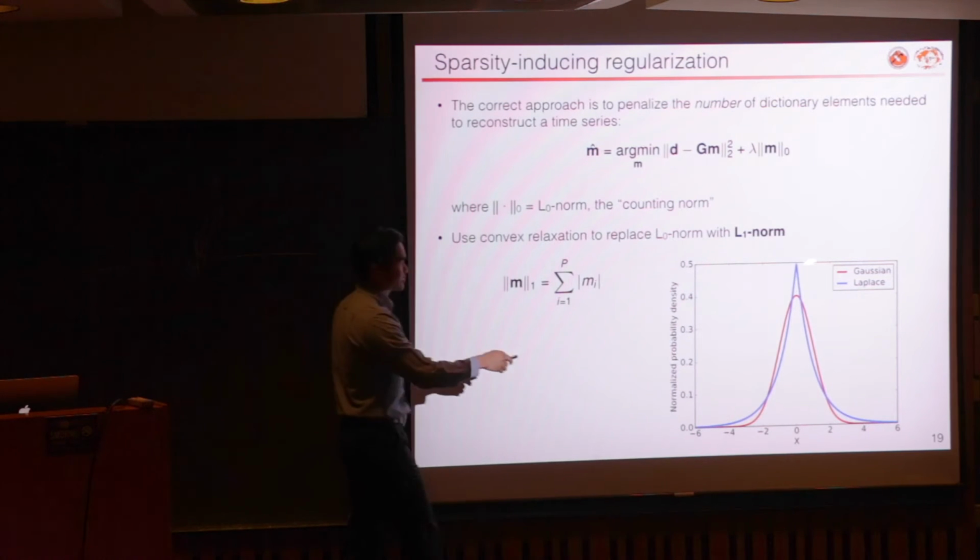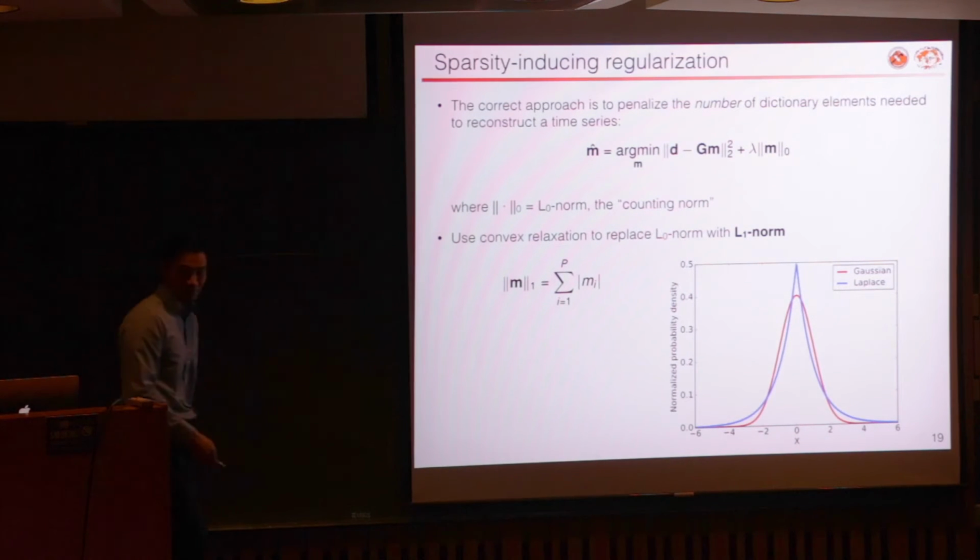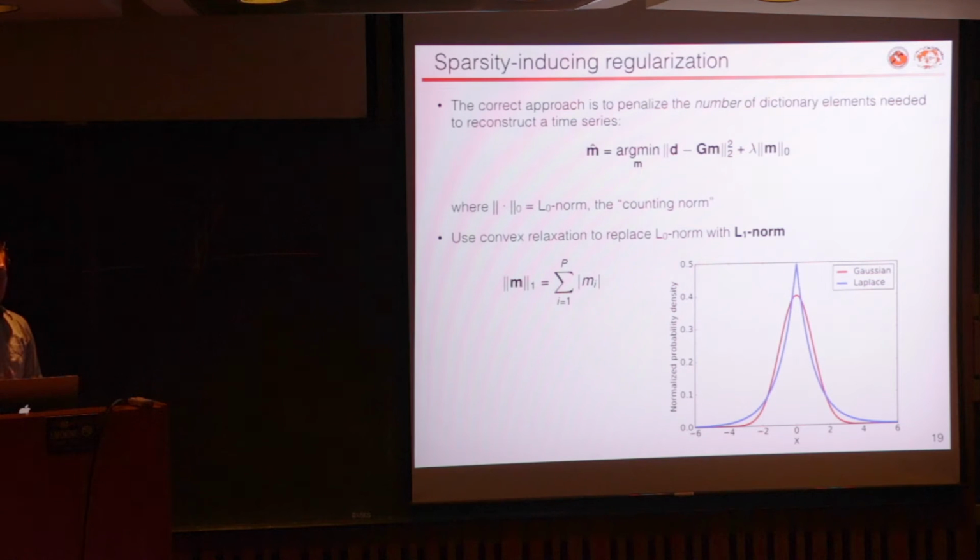The Laplace has a high probability for coefficients at 0 as compared to a Gaussian prior, but it also has long tails, so you can allow for a sparse number of non-zero values. So it has a lot of the same properties that we want of the L0 norm.